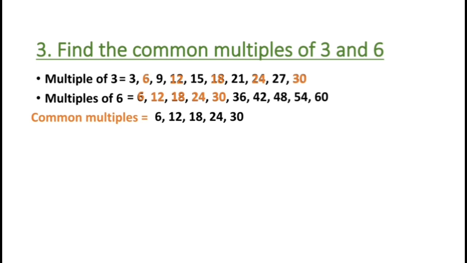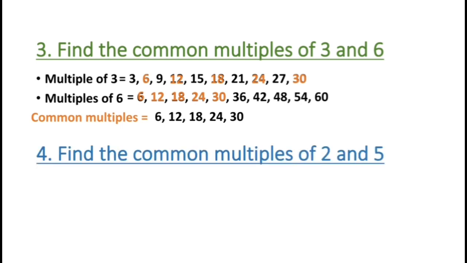Common means it should be in both the multiples. If we are finding the common multiples of 3 numbers, then the multiple should be there in all 3 multiples. Now let us solve the next problem.